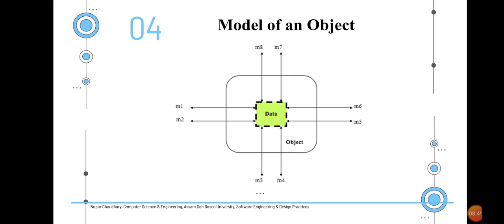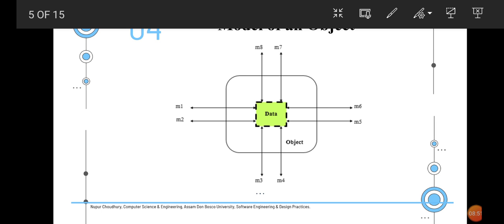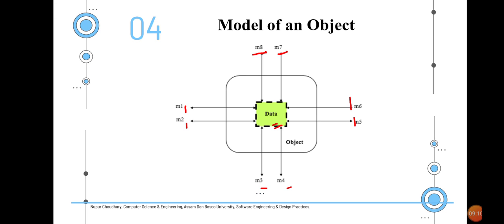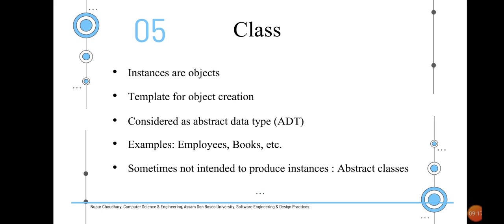If we look at the model of an object, let us consider this particular object, and this object has data, and this data will have various methods, which are M1, M2, M3, M4, M5, M6, M7, M8. So the typical look of the model of an object is something like this, where you have its associated data and various methods which are working on this particular object.